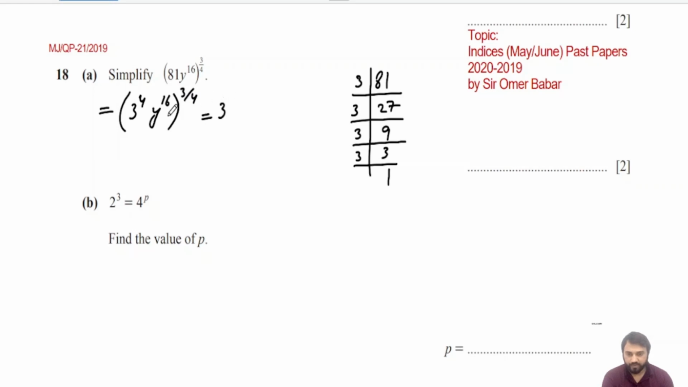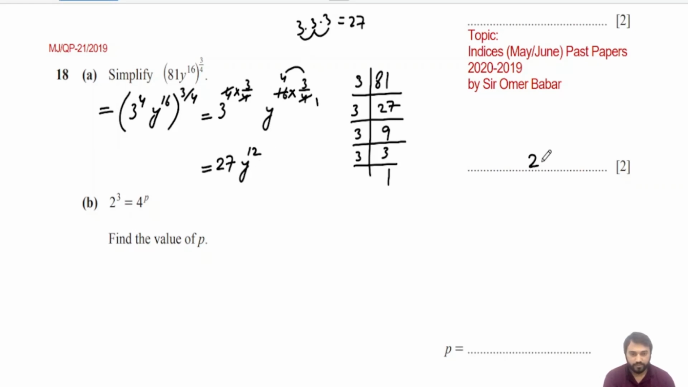After that, take the power of every term inside the bracket. 3 raised to power 4 into 3 over 4, y raised to power 16 into 3 over 4. 4 over 4 is 1, so we have 3 raised to power 3, that is equal to 27. 3 into 3 into 3, 3 times 3 is 9 and 9 times 3 is 27. Then 16 divided by 4 is 4, and we have to multiply the powers. 4 into 3, that is equal to 12. Our answer to this question is 27 y raised to power 12.